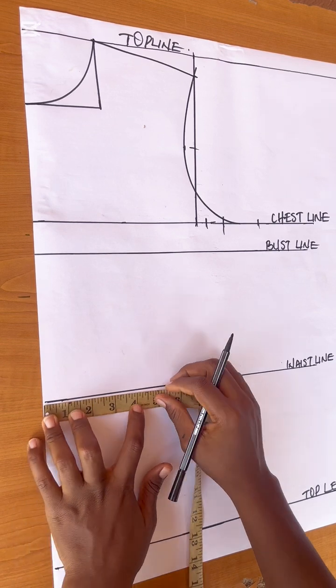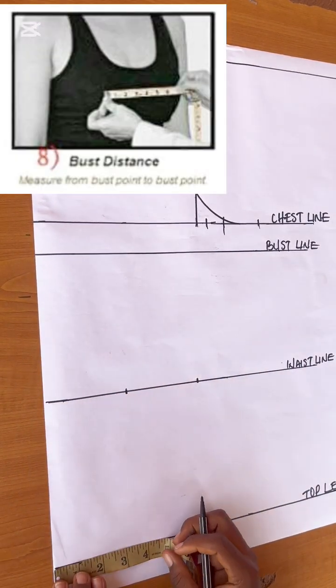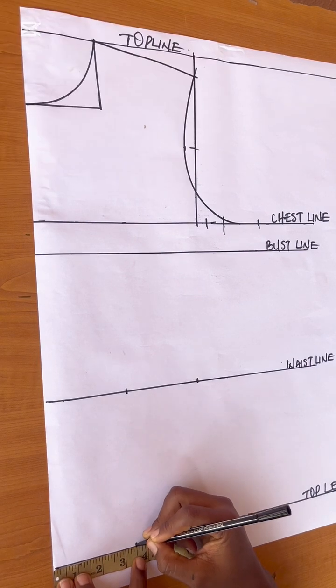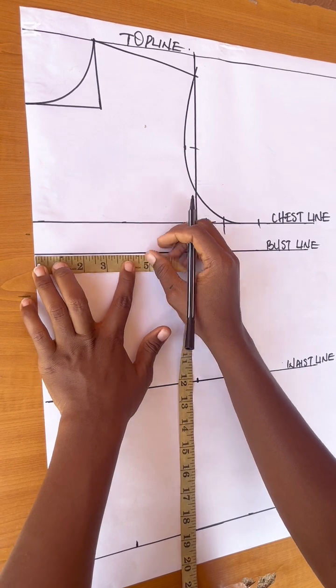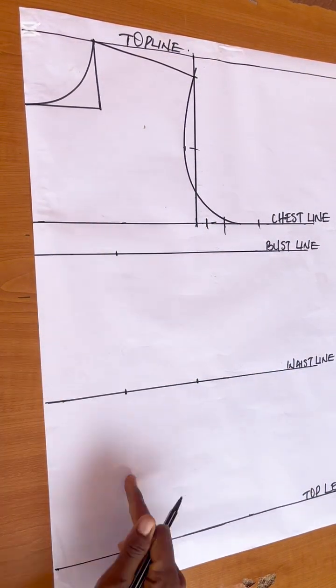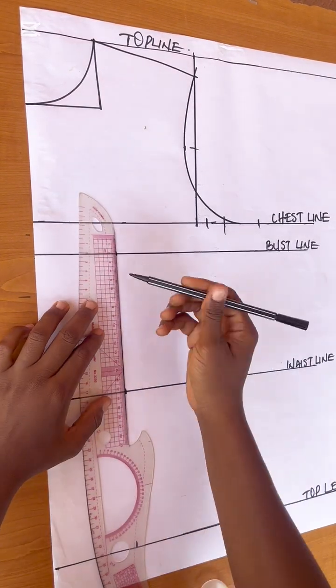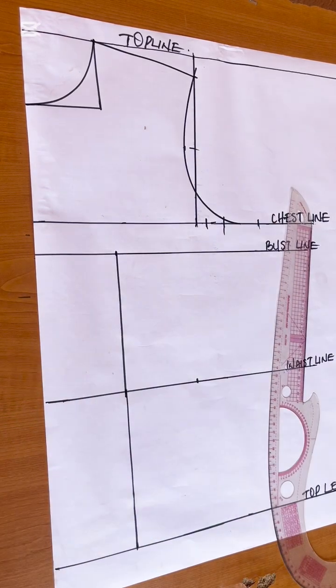So the next thing is to take our waist dart. For our waist dart, I'll divide my nipple to nipple by 2. I have 7 divided by 2, I have 3.5. So I'll just place it on my bust line, my waistline, and on my top length. After marking out this point, the next thing I will do is to draw a straight line.